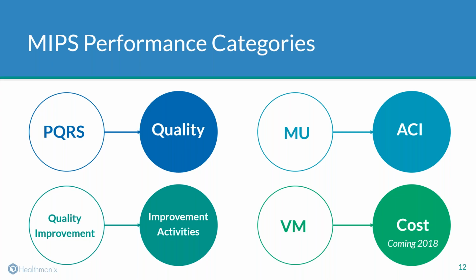So this cost component is actually becoming a part of MIPS in the 2018 reporting year. So for 2017, you are not required to report for cost. And in 2018, it's going to be calculated automatically from your Medicare claims. So it's going to be something that goes directly to CMS.